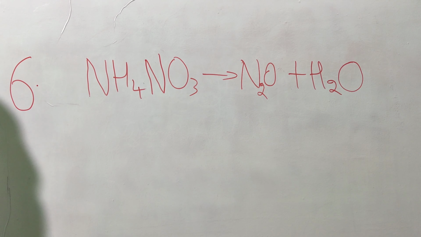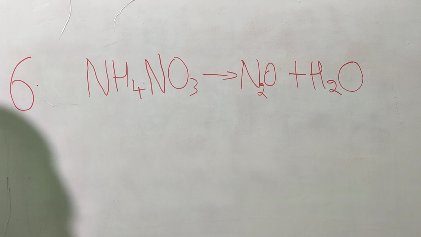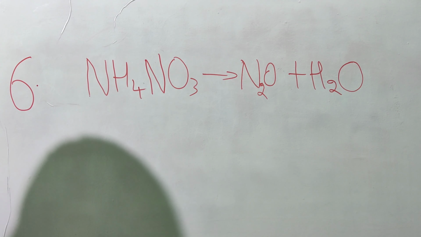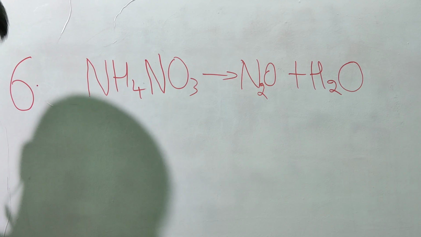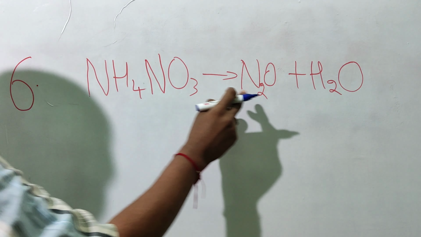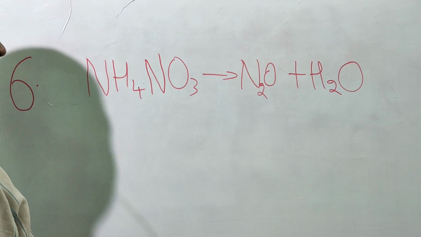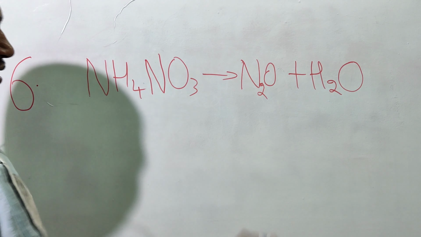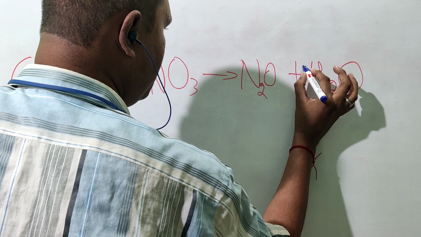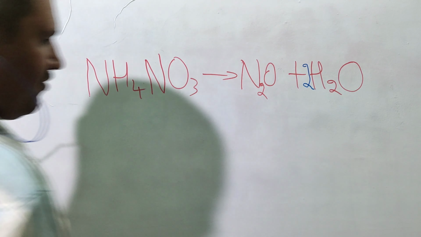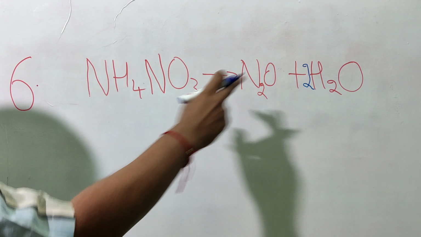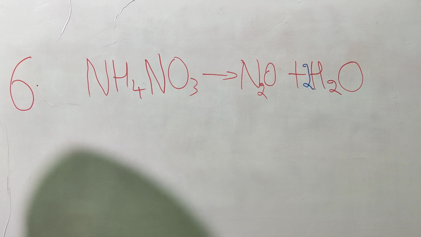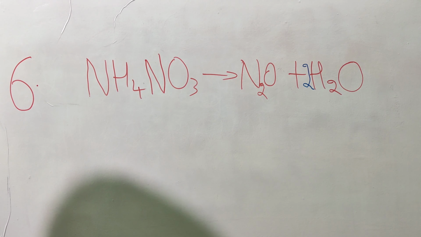The next question is NH4NO3 gives rise to N2O plus H2O. N is 2 in number on both the sides. Next check hydrogen. Hydrogen is 4 on this side and 2 that side. To balance, 4 by 2, enter 2 here. Now check for oxygen atoms. Oxygen is 3 this side and 2 plus 1 is 3 on the other side. And this is the required chemical equation.